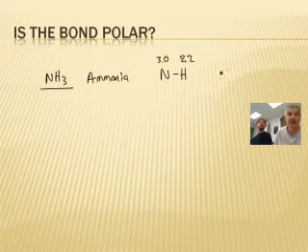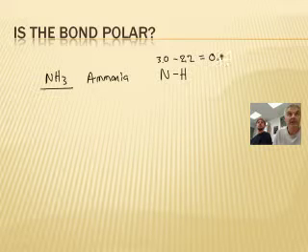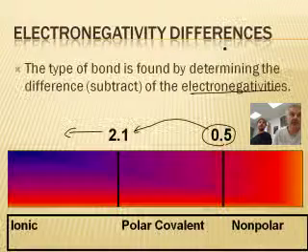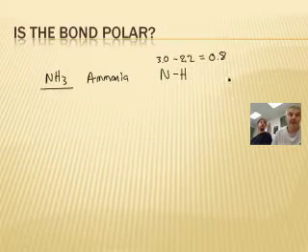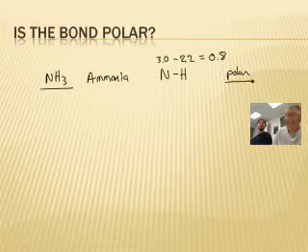If you take the difference between those two, you subtract and get 0.8. If we go back to our chart, 0.8 is right there. That's a polar covalent bond. So this one would be a polar bond. We can say polar for short, although polar covalent bond is more correct.